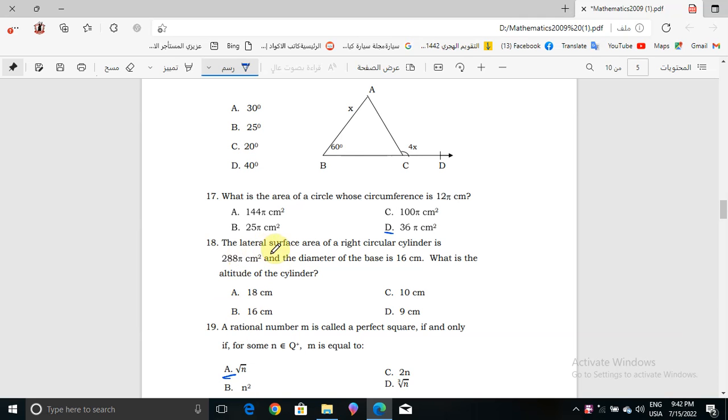Now in question number 18, it says the lateral surface area of a right circular cylinder is 288 pi centimeter square, and the diameter of the base is 16 centimeter. What is the altitude of the cylinder? So now let's write together what we have. The lateral surface area is equal to P, the perimeter of the base, times height, right? Then 288 pi is equal to pi 16 times height.